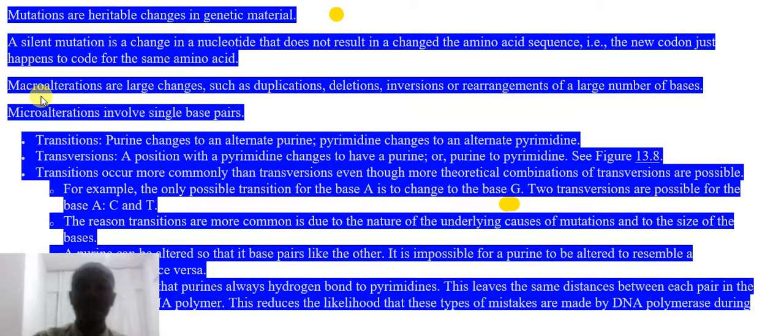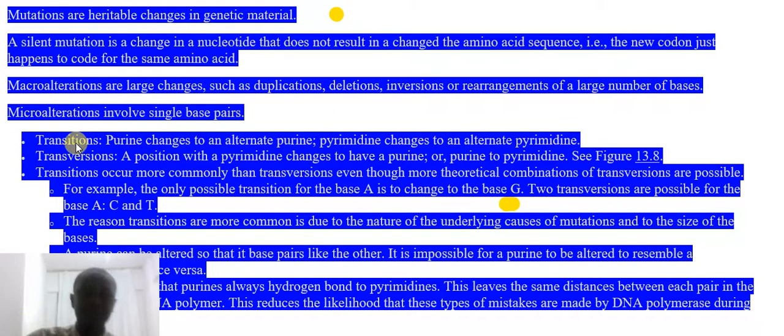But in the micro alteration, that is only when a single nucleotide base is either deleted or duplicated or inverted. So the macro involves a very large section of a gene being mutated, and micro becomes very small, in other words, to be specific, a single base pair becomes deleted or inverted or duplicated.